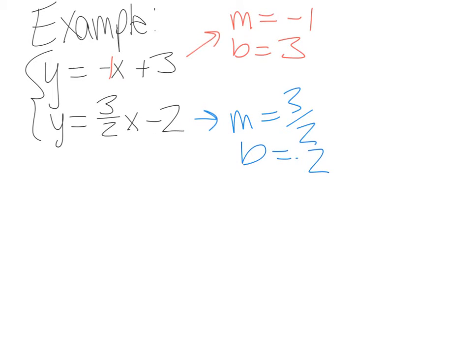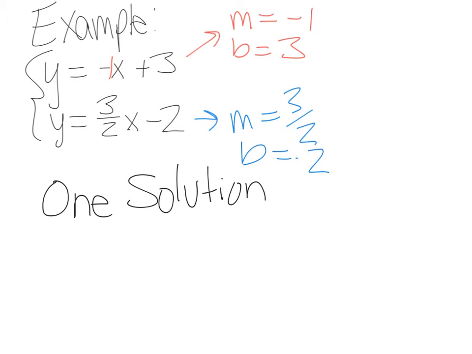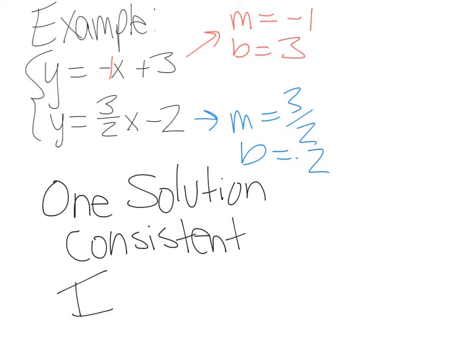So just from that information, they have different slopes and different y-intercepts. That means I know that it is one solution, it is consistent, and I also know that it is independent.